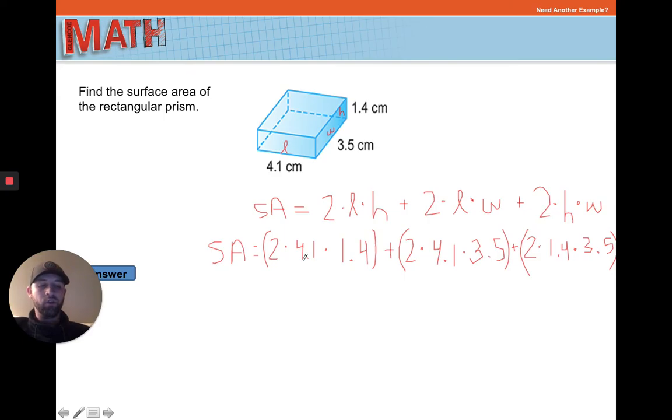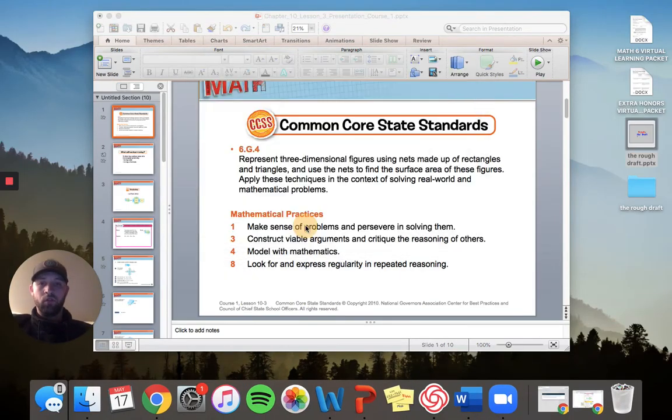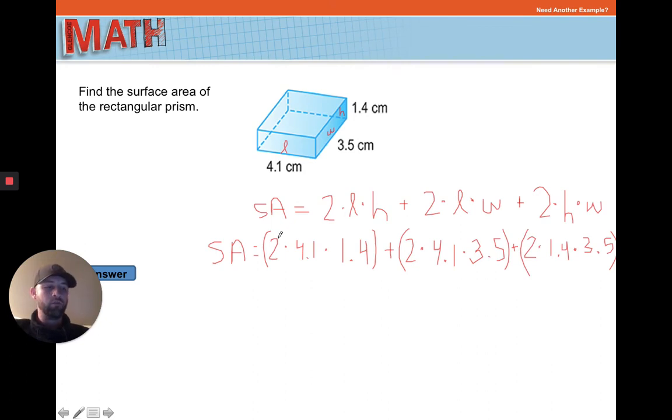I have 2, and I multiply it by, oh no, what's going on? All right, here we go. 2 times 4.1. Okay, that's going to be 8.2, and then I need to multiply that by 1.4. I'm going to get for this one, and let's just go ahead and write this down so we don't forget. Surface area for that first one is 11 and 48/100ths. Going to bring down my plus sign.